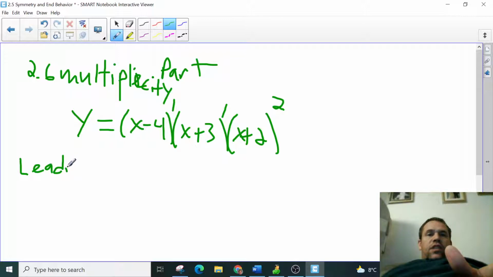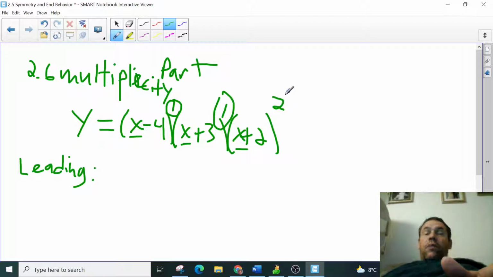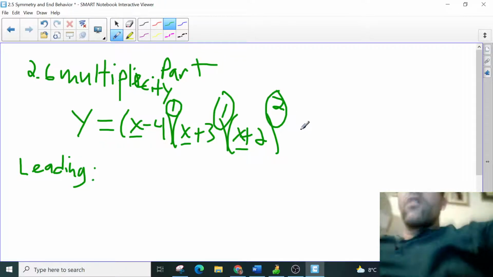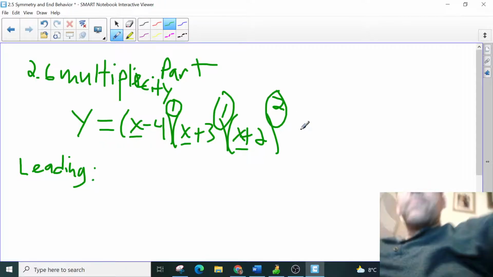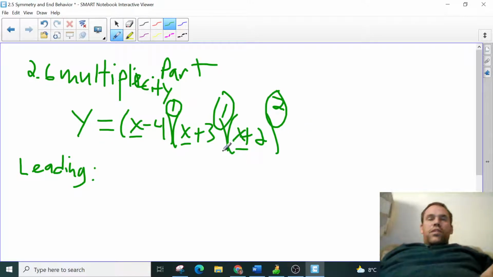And so the leading term has to do with the x term in front. So x to the first power times x to the first power. And then times... No, this is going to be the second power now. So that means this is actually going to be a 2, and you'll see that later on. Okay. We have 1, 1, 2s are multiplicities.